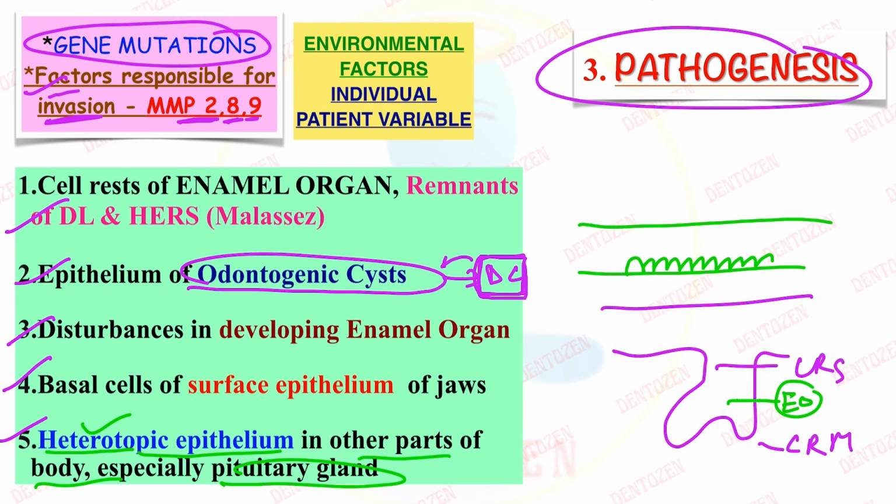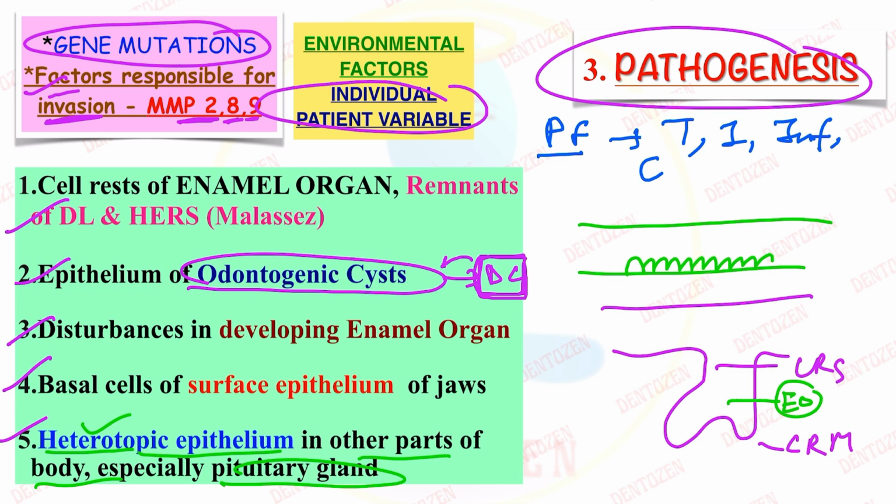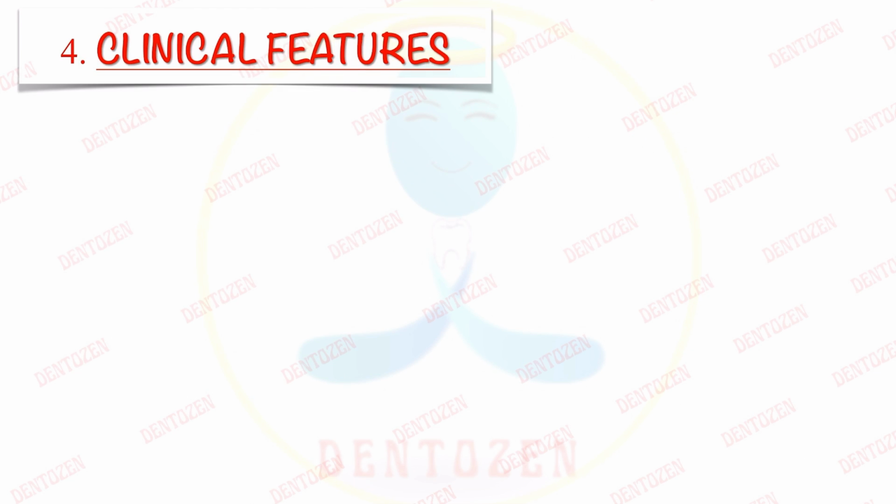That is important for your entrance. Then environmental factors and individual patient variables like general health of the patient can also play a role. Though the exact cause is not known, certain predisposing factors have been given which predispose the patient to develop ameloblastoma. These can be trauma, infections, sites of previous inflammation, extraction of the teeth or early removal of the teeth, and dietary or nutritional factors. Now we come to the clinical types.